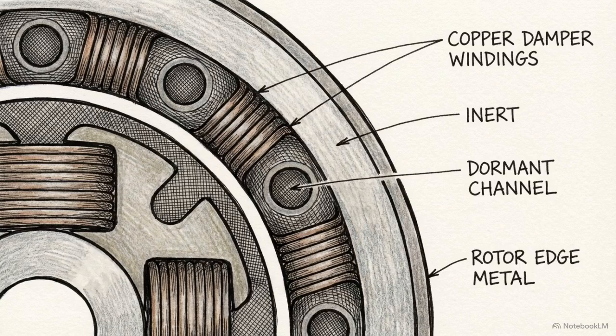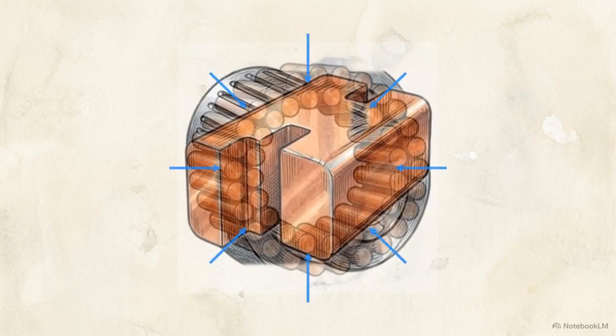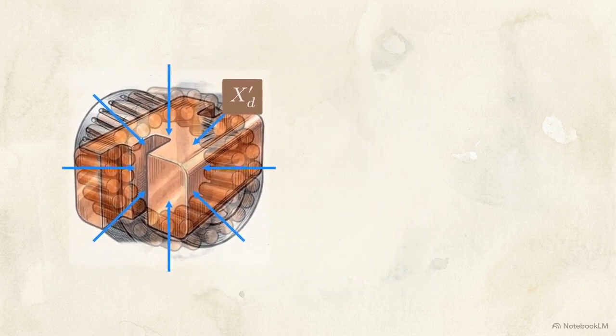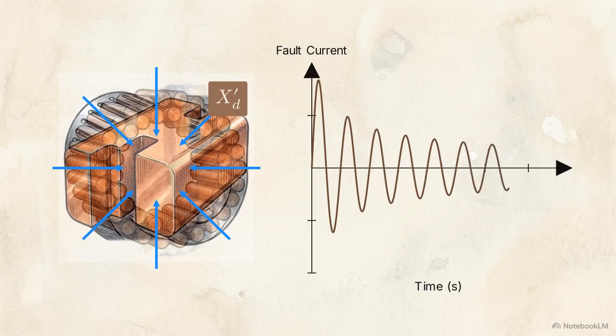As the fault continues past 20 milliseconds, the induced currents in the damper windings die out due to their high electrical resistance. This marks the start of the transient period. Without the damper windings actively opposing it, the stator flux pushes past the outer edge and penetrates deeper into the rotor, reaching the main field windings. These deeper windings now provide the opposition. This secondary state is the transient reactance, or X'D. This reactance is a higher impedance than the subtransient state, causing the fault current amplitude to shrink.